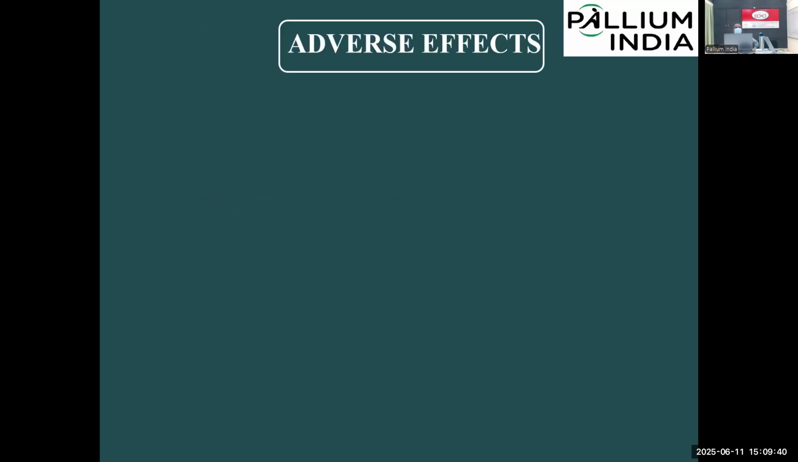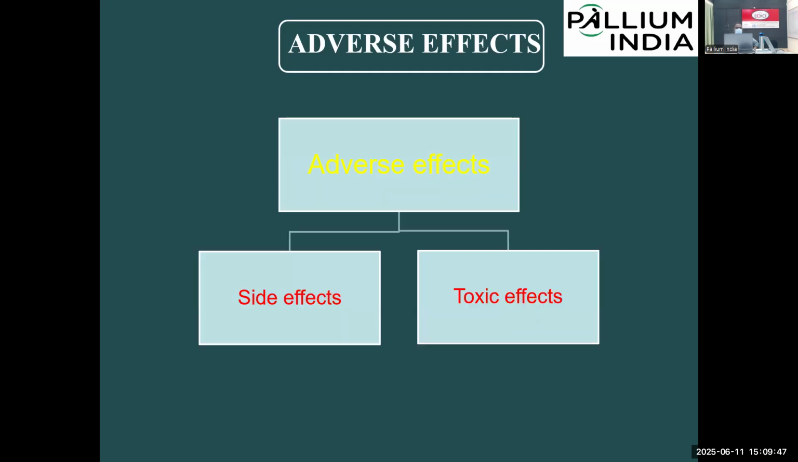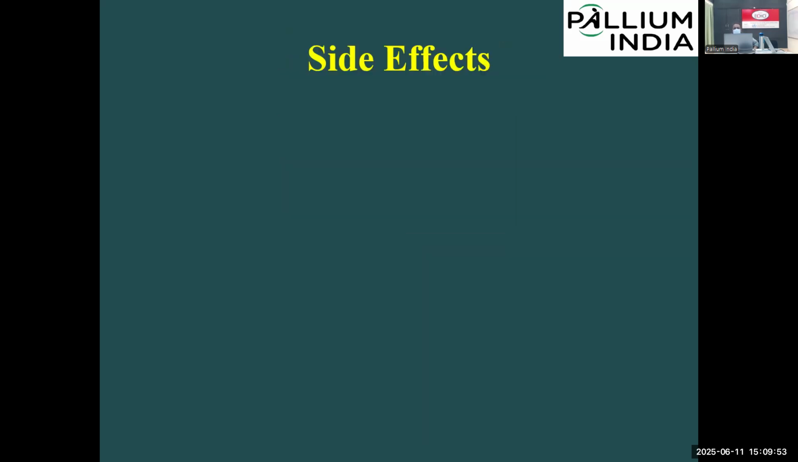Okay, now we'll move on to adverse effects of opioids in general. So what are the adverse effects? We can divide it into two: side effects and toxic effects. So what are side effects? Side effects are those adverse effects with therapeutic doses of opioids. So can you tell me what are the side effects of opioids?